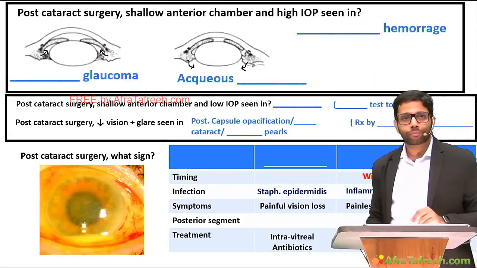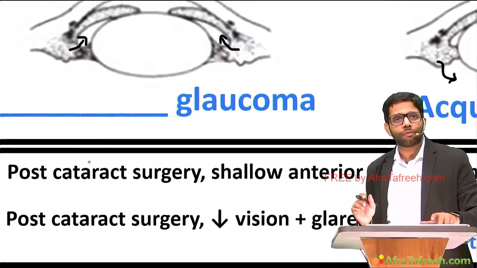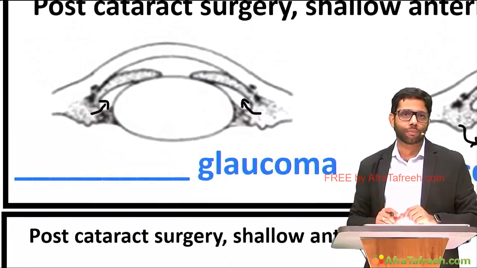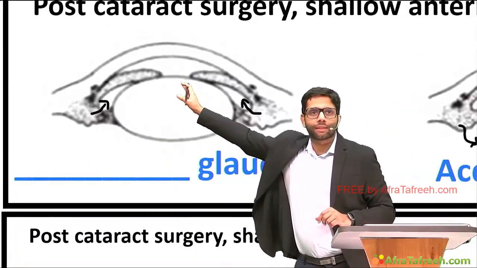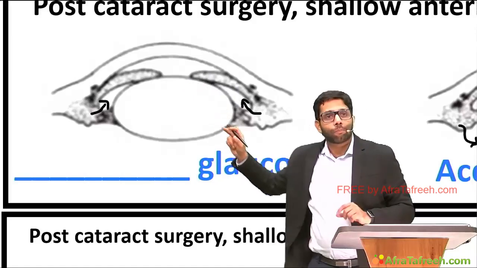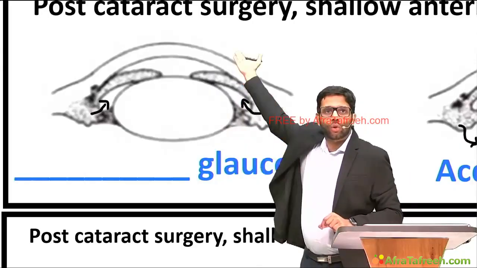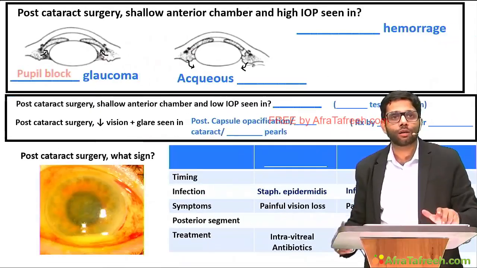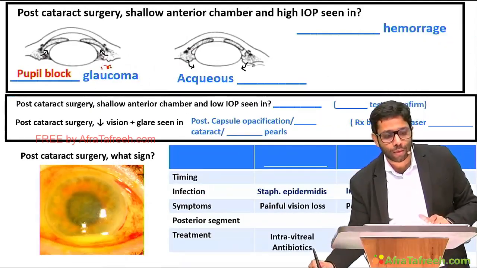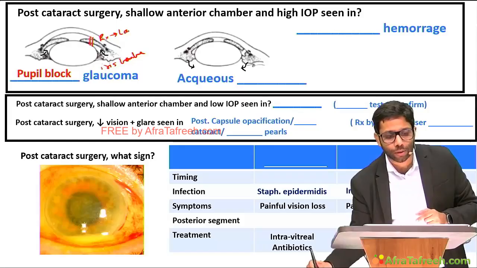All right. Now, when you do cataract surgery, post cataract surgery, three differentials of high IOP and shallow AC can be there. One, you can see over here, there is a block between the pupil and the lens. The entire 360 degrees, the pupil is blocked. The ciliary body is producing aqueous, but aqueous cannot go to the anterior chamber. It is pushing the iris 360 degrees. That is iris bombe, known as pupil block glaucoma. And that is relieved by, what is the treatment? Treatment is laser iridotomy.